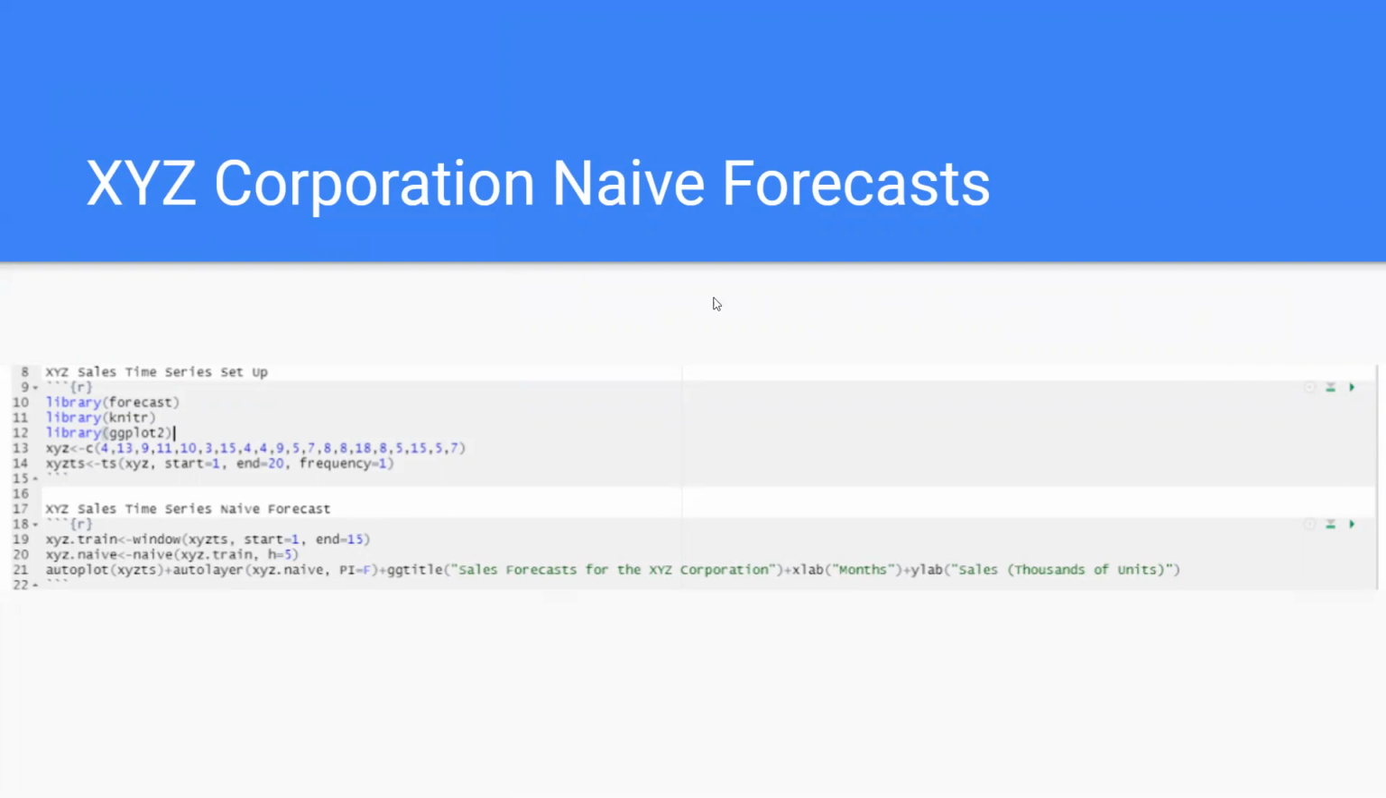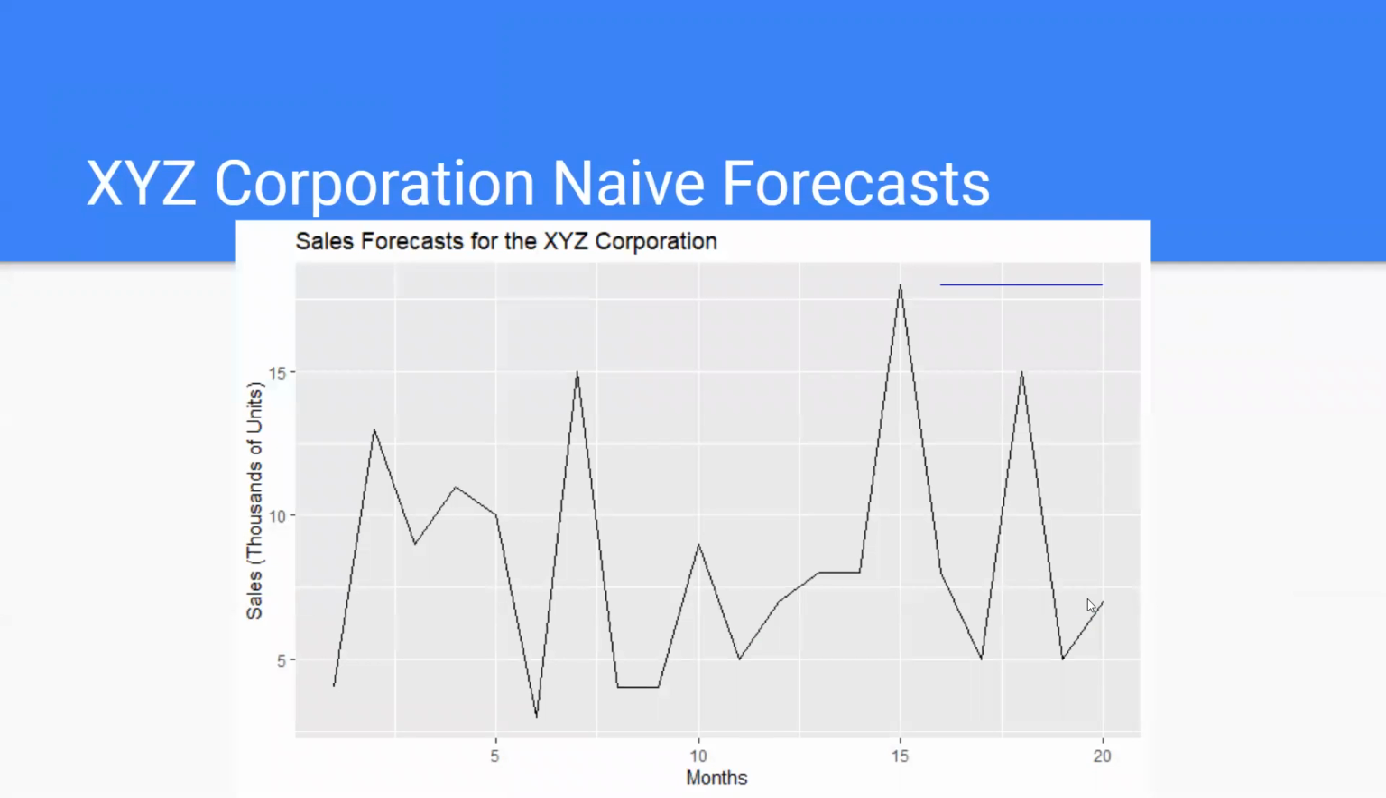Here we can see the code for this example. We have opening up the libraries, then we have fitting the time series right here, followed by setting up the training data set, the naive forecast, and then finally the plot. Here we have the graph for the naive forecast for this example.